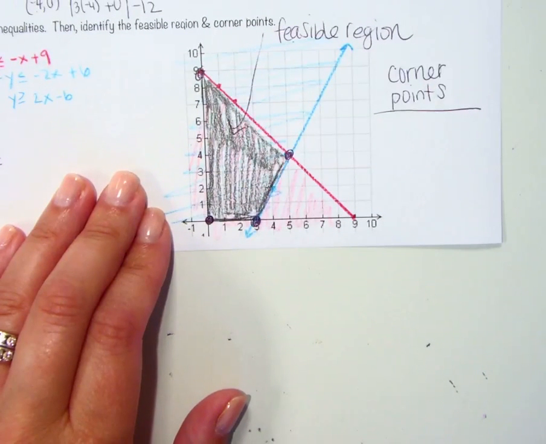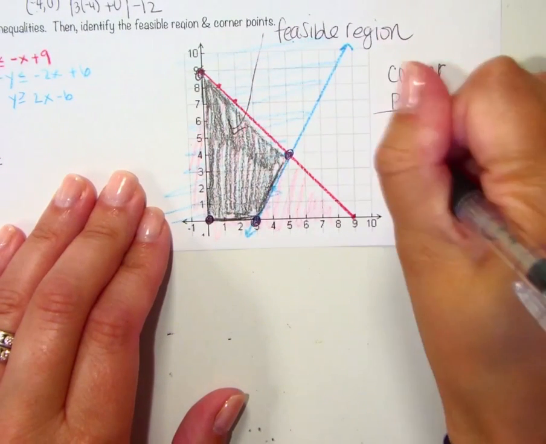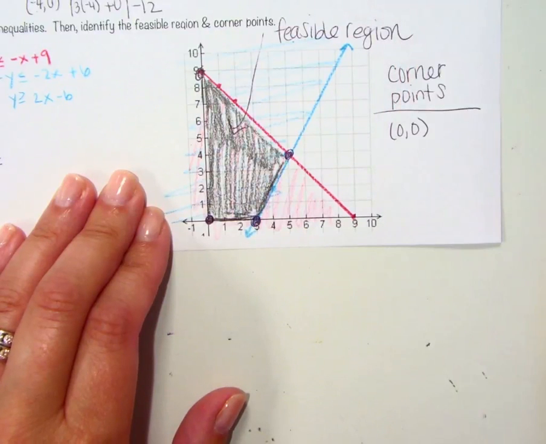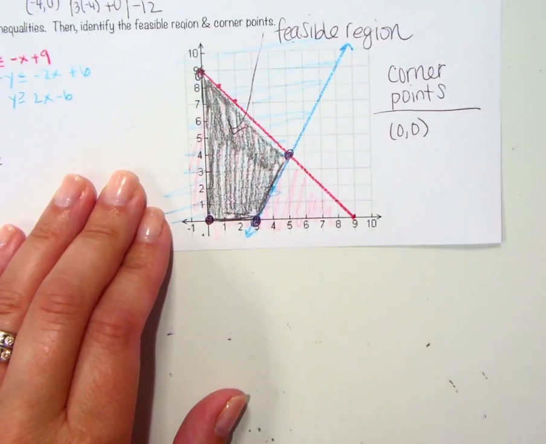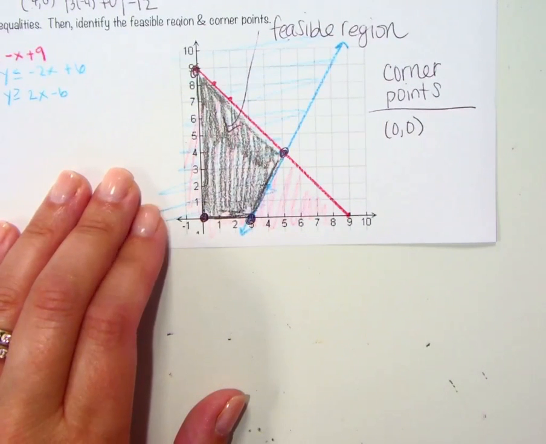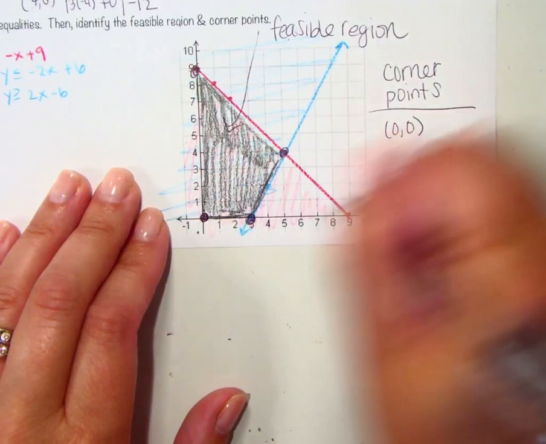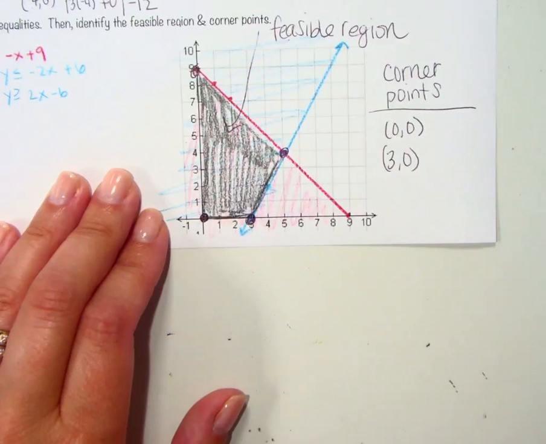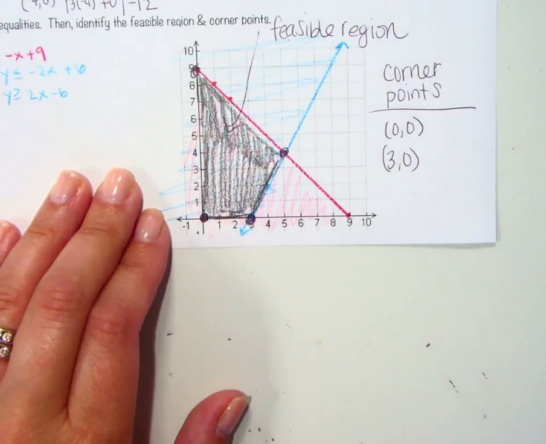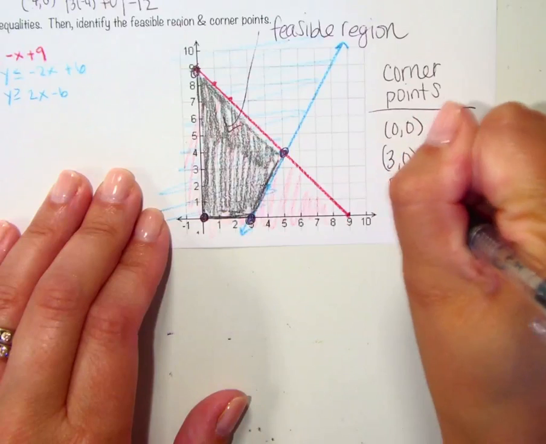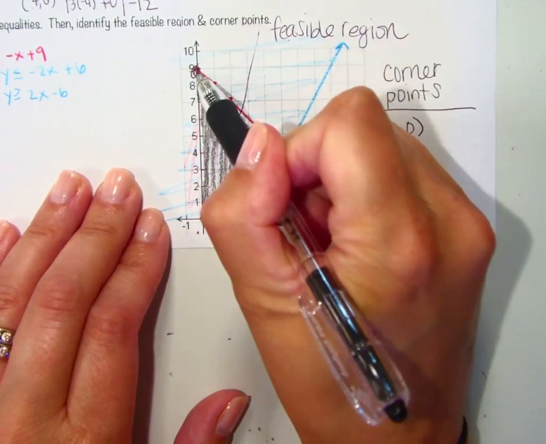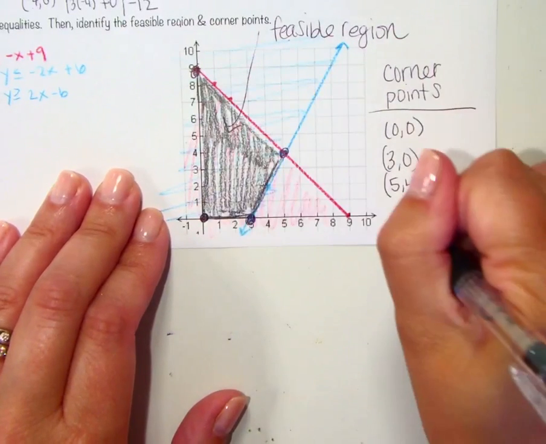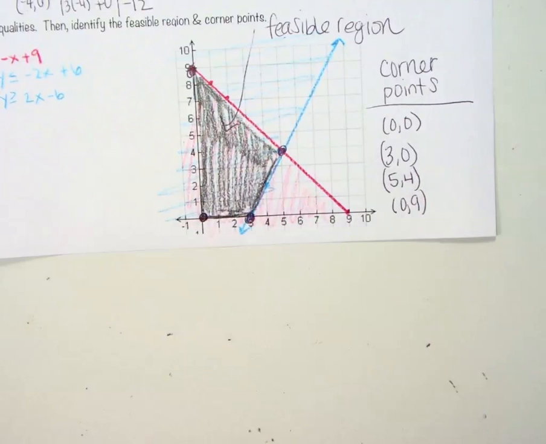Mitchell, what's one of our corner points? 0, 0. Sure is. But these don't have to be in any specific order. Cameron, what's another one? 0, 3. Flip that around. So 3, 0. Yeah, 3, 0. Go left or right first. That's 3, 0. Xavier, what's another one? 5, 4 sure is. And then our last one is up top here at 0, 9. Okay.